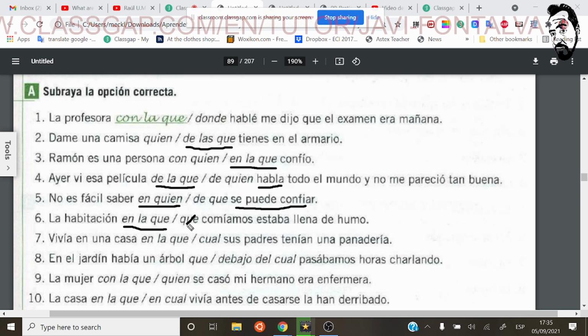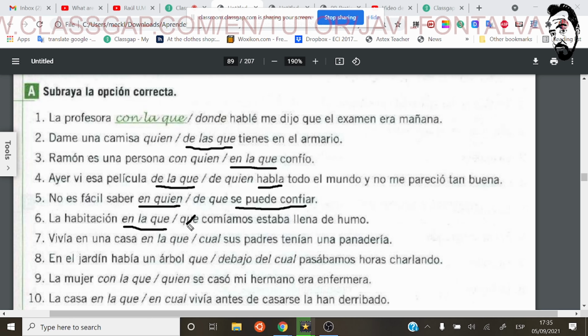12. El policía al que preguntamos la dirección. Look at the verb, preguntamos. It takes a preposition, so preguntamos a. You could say a quién, or al que. You could say that.